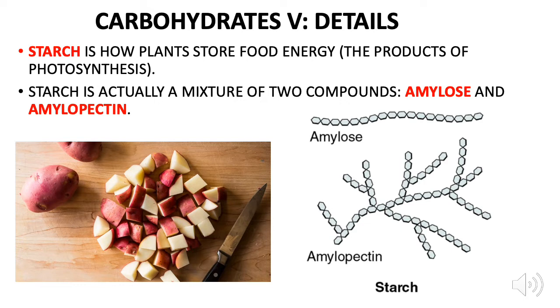Now, there's a second compound. It's called amylopectin, in which case the glucose polymers are highly branched. And those 2 molecules together constitute what we call starch. The same starch you find in bread, the same starch you find in all of these foods that you consume that contain a significant amount of stored energy.